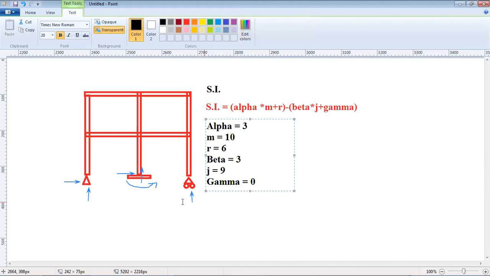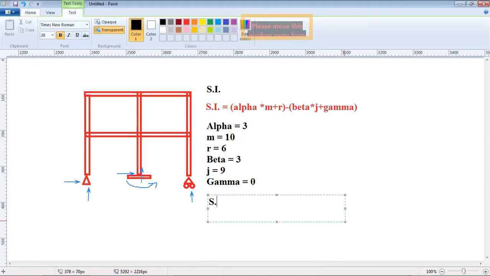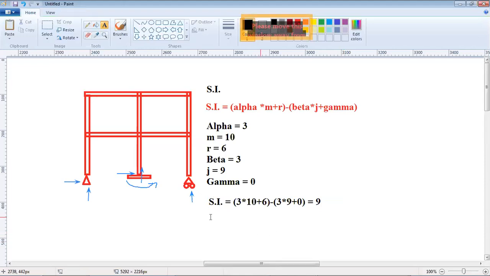So the value of SI would be equal to alpha is 3, number of members 10, R is 6, minus beta, beta is 3, into J is 9, plus gamma is 0. So overall the value is 36 minus 27, that's 9. So the overall static indeterminacy here is 9.